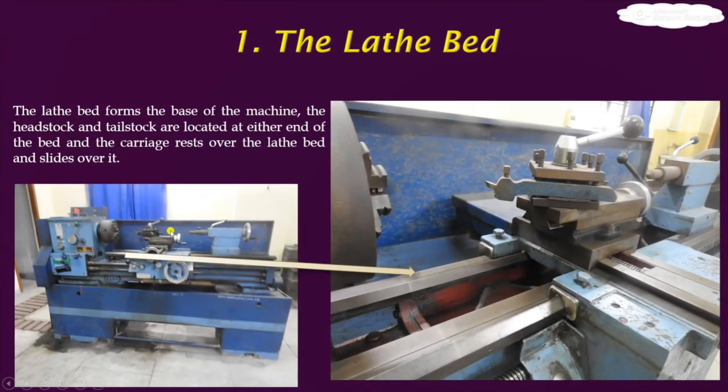The lathe bed here. This is the bed, and this is called the carriage, which is carrying the tool, the cutting tool. This is the cutting tool, and the cutting tool motion is also controlled, and the entire carriage assembly runs over this lathe bed. This is the magnified view of this bed.